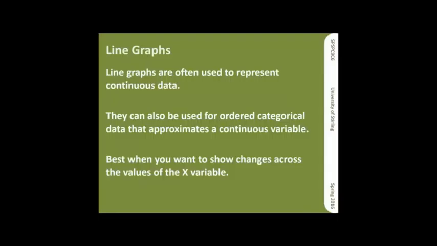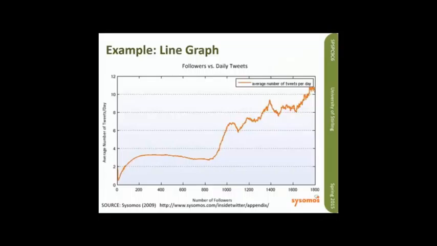Line graphs are mostly used to present continuous data or metric data, where we have a variable that's not in categories, but it's a continuous quantity. Although they can be used for ordered categorical data, but that makes the most sense when it's approximating an underlying continuous variable. And it's best when you want to show changes across the values of the x variable. There is lots of data that you could choose between a bar chart or a line graph. The line graph is best when there's some ordering to those values and maybe perhaps some sense of change across those values that you want to capture.